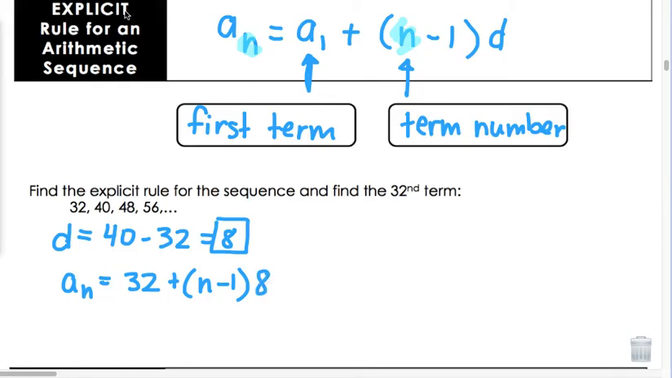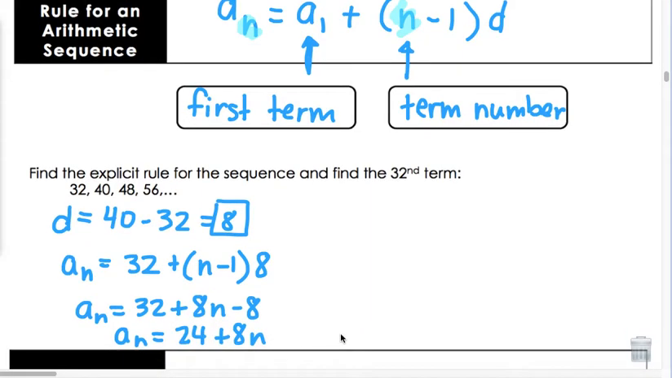Okay, and remember, explicit means it's tying the value to the term number. So I'm going to simplify this to make it easier to manipulate when we substitute in later. And I would get 32 plus 8n minus 8 for a final rule of 24 plus 8n.